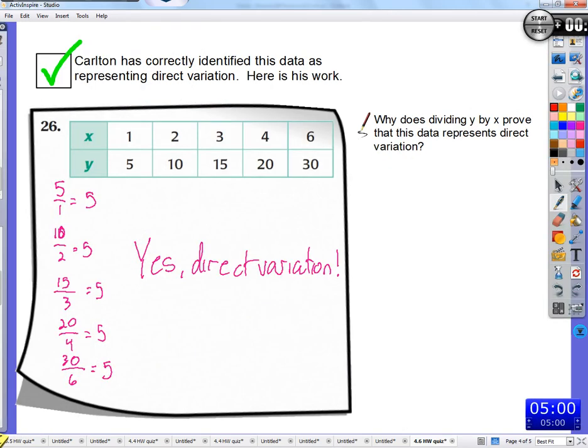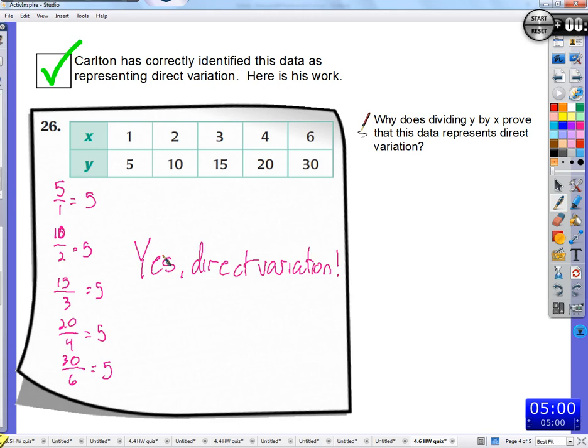All right, Carlton here has correctly identified this data as representing direct variation. So he says, yes, there's direct variation. Here's his work. If you take a second and look at what he's done here, you can see he's done 5 divided by 1, 10 divided by 2, 15 divided by 3, 20 divided by 4. So when he did that, I don't know why. Why is that correct? What does that prove? When you just say y divided by x, why does that prove that the data represents direct variation?